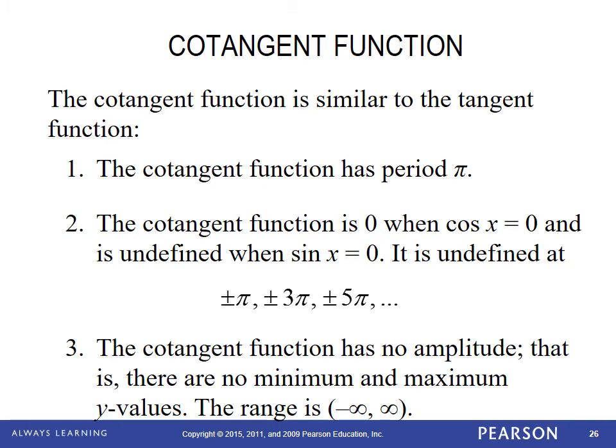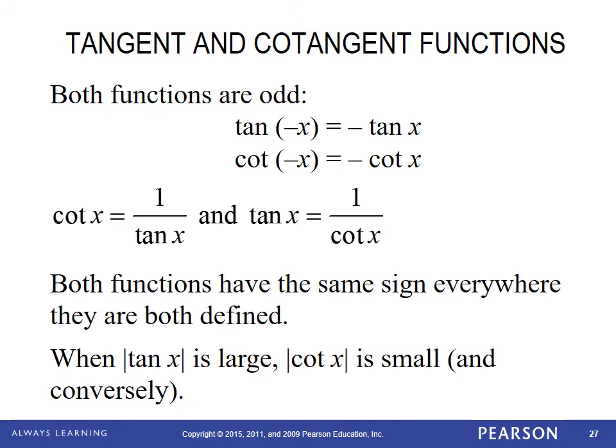Now let's move on to the cotangent function. Cotangent function is similar to the tangent function. It has the same period as the tangent function. And again, all the times where tangent is going to be 0, we have ourselves vertical asymptotes. A few things here. Both functions are odd. Makes sense. There's the reciprocal relationship. And they will have the same sign. So if tangent is positive, cotangent will be positive as well.